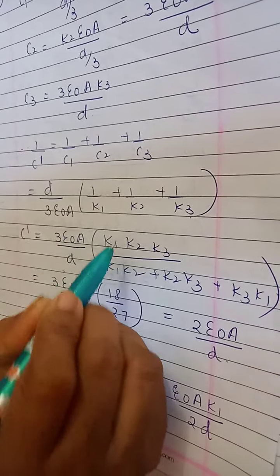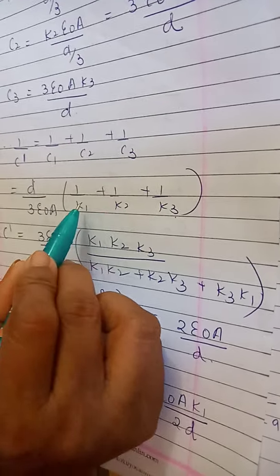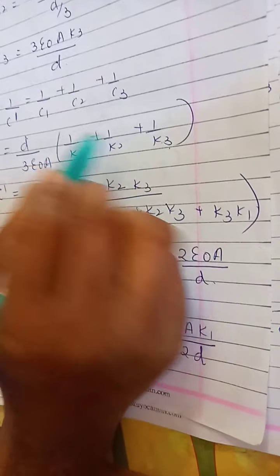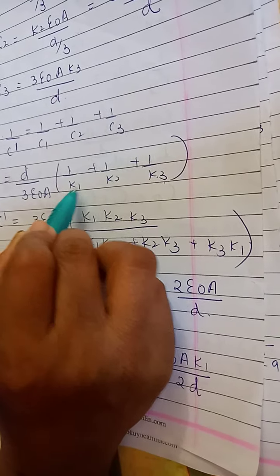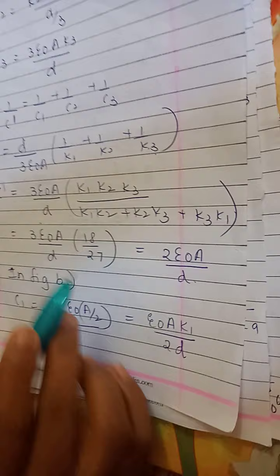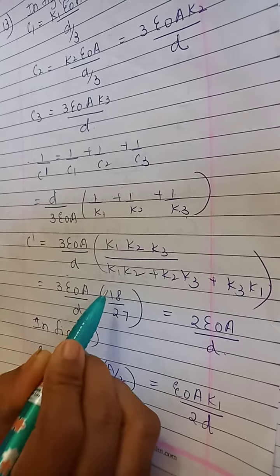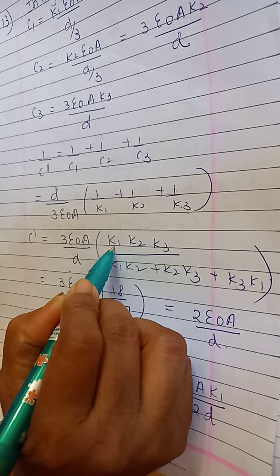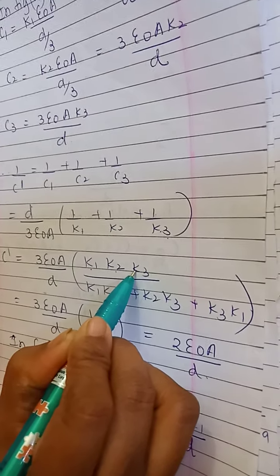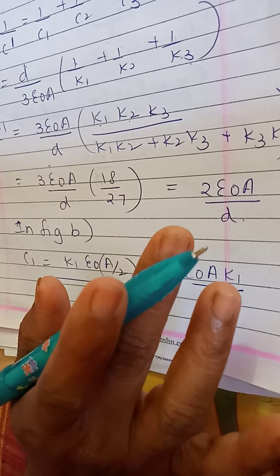LCM. K2 K3 plus K1 K3 plus K1 K2. See here, K2 K3 here, K1 K3 here, and here K1 K2. Reciprocate, students. You get it as 3 epsilon naught A divided by D. K1 value is 1, K2 value is 3, K3 value is 6. 6 3s are 18. That's it. That is your answer. Okay.